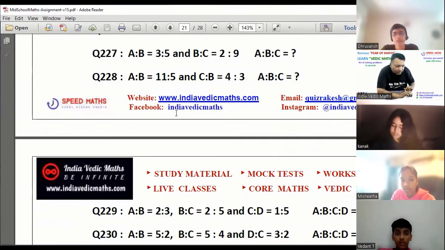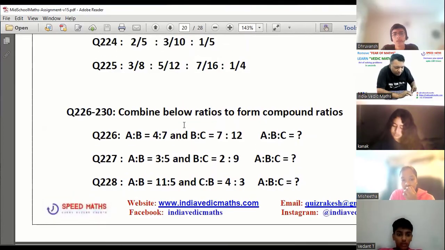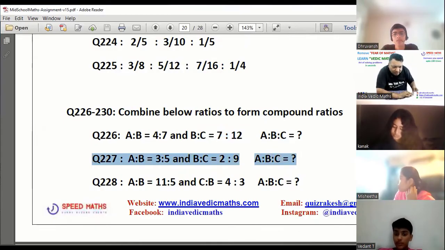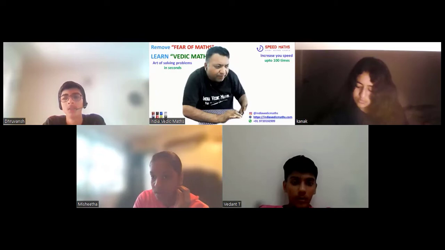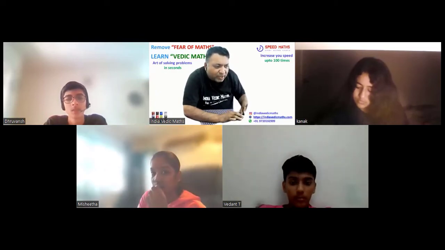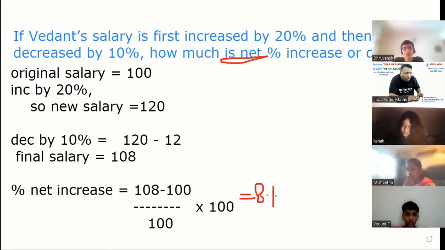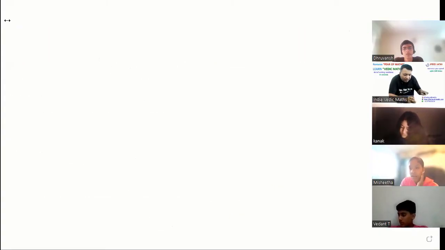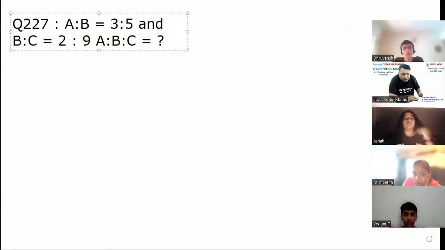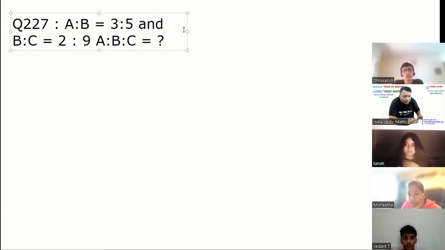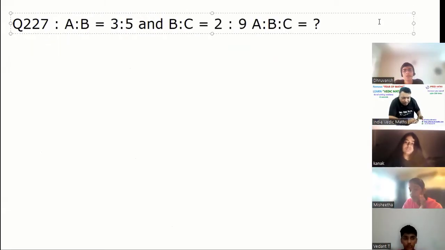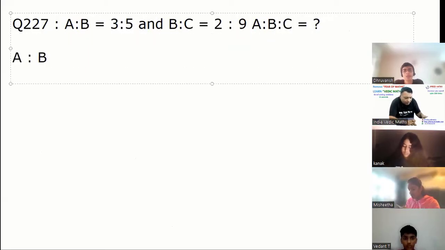Okay. If A is to B is this much, B is to C is this much, how to do A is to B? So let's try on the whiteboard. You also have the same question, Vedant? Let's try. How to combine two ratios or more into one single ratio called compound ratio? The method, I think I explained it, maybe some of you missed this class. How to combine two ratios together. A is to B is given, B is to C is given. So first you write A is to B as 3 is to 5.